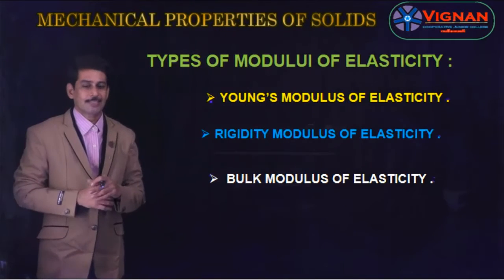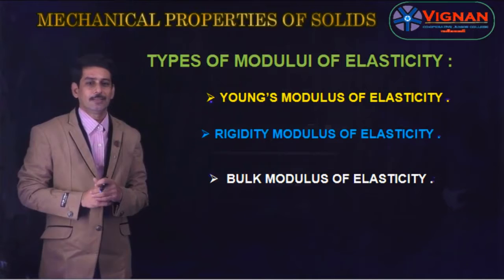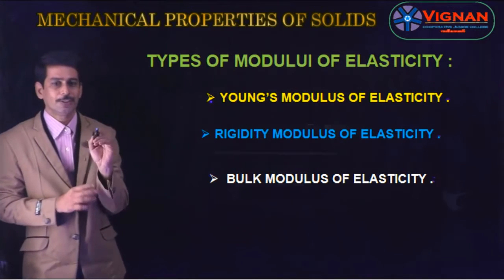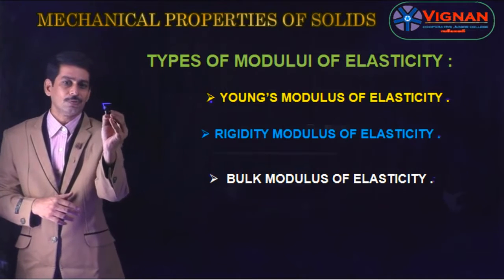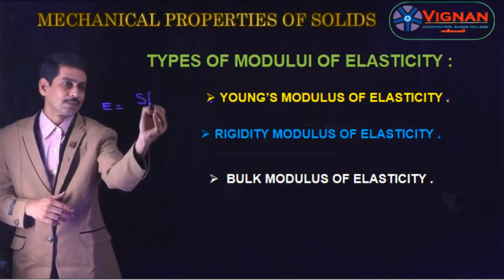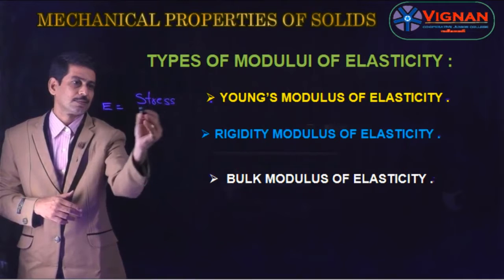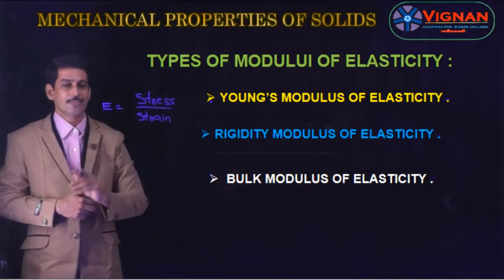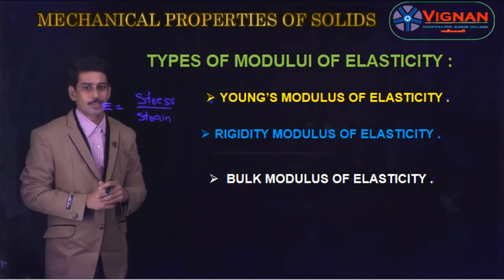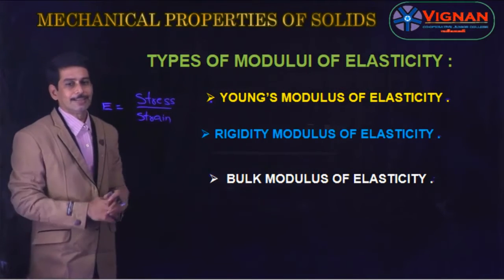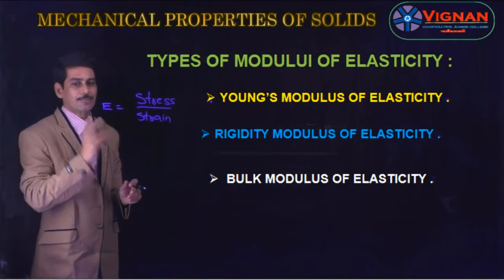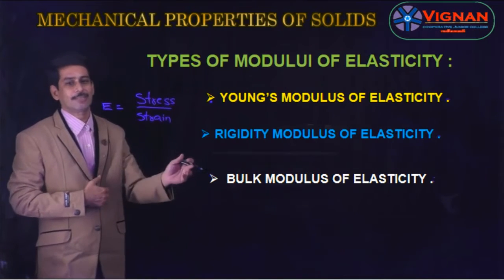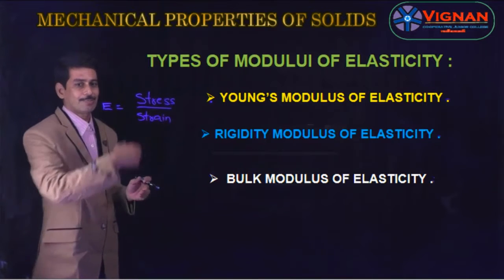So in the last session, we learned about the modulus of elasticity. The modulus of elasticity is defined as the ratio of stress to strain and is denoted by E. So E is equal to stress by strain. There are three types of stress and also three types of strain, which we already discussed in the last section. Like that, there are three types of modulus of elasticity.